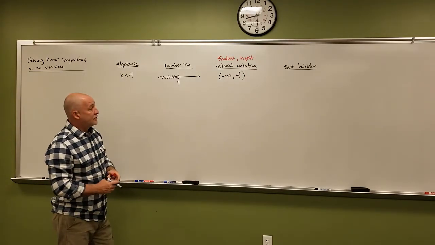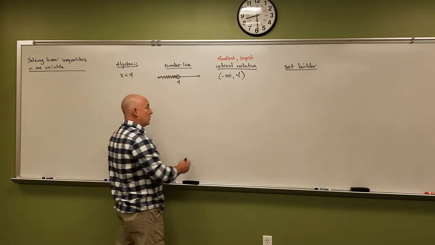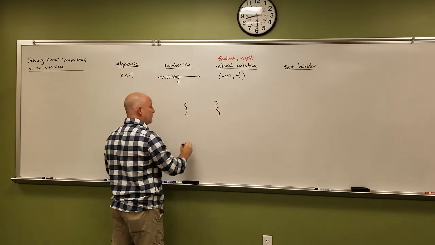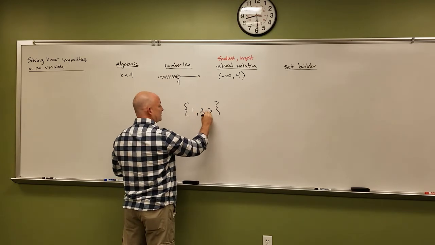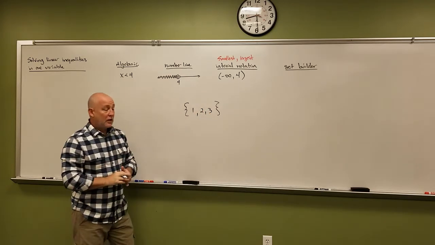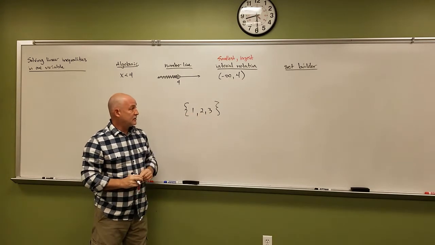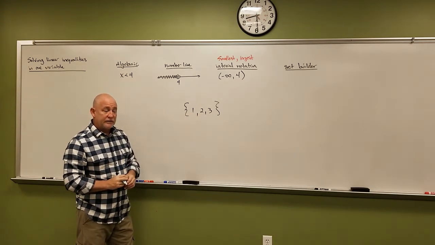Now set builder notation. A set is just a group of numbers. Generally we denote a set with curly brackets, something that looks like this, and generally we put the things in the set separated by commas. The things in the set are called elements, so this set has 3 elements in it. That's the way we normally represent a set.